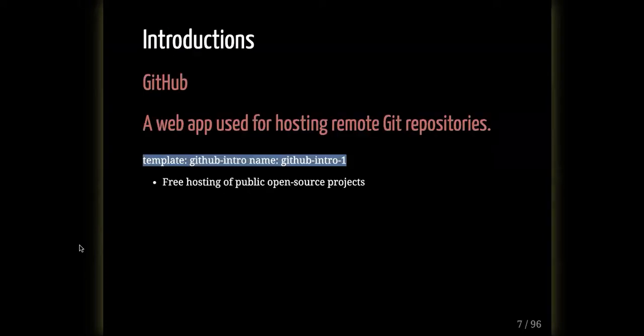What is GitHub? GitHub is free hosting of public open source projects. It is now completely free for private projects as well. When I made this slide, that wasn't the case. It was acquired by Microsoft for $7.5 billion a couple of years ago, and that's pretty much it. So we're going to be using it as our central server. Of course, Git doesn't require us to have a central server, but we will be using it for that purpose because it's convenient.